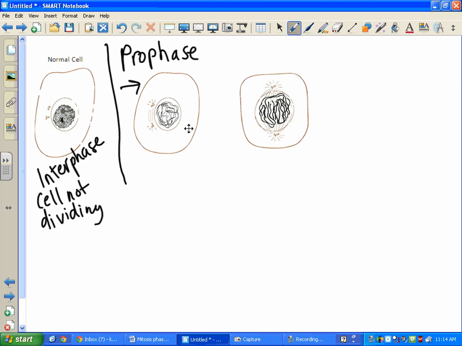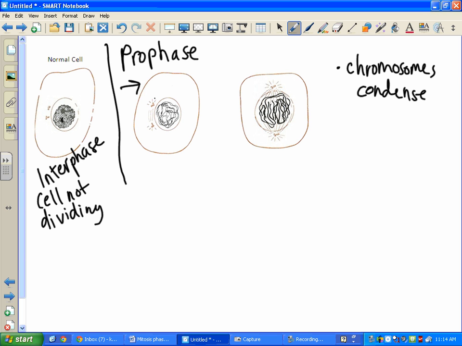So the first thing that happens during prophase is chromosomes condense. So here in interphase, the chromosomes are all spindly, all just spaghetti in there. And then they condense into the X shape during prophase. And then you can see them much more easily under a microscope. So chromosomes condense in prophase.